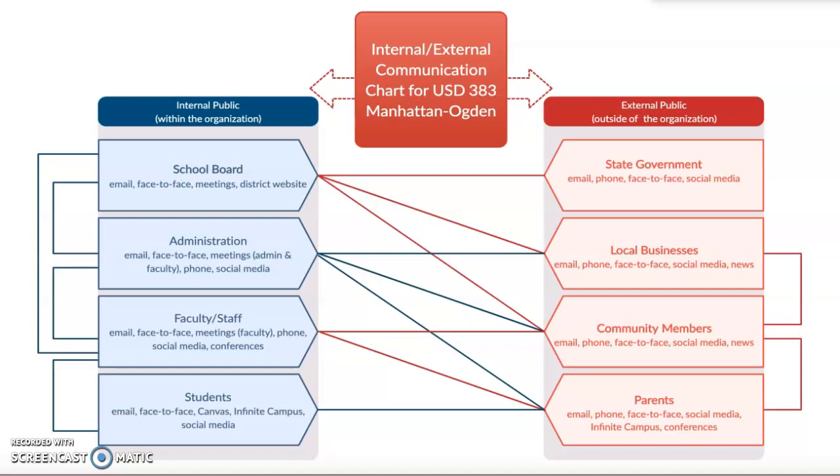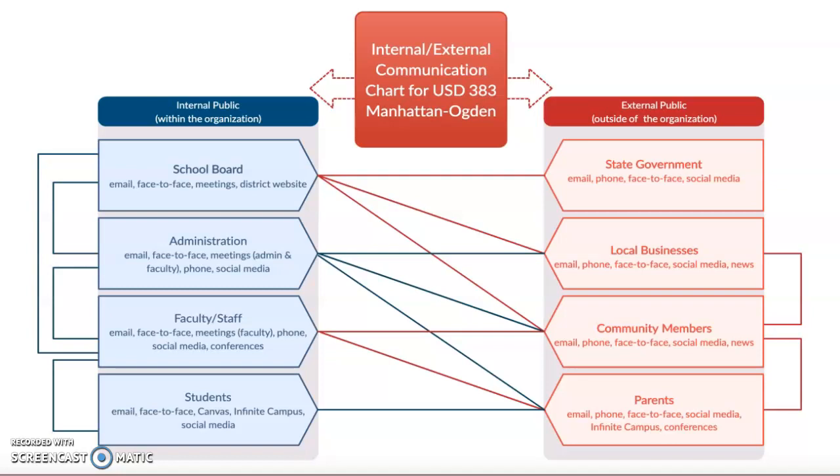This chart started with the division of external and internal public groups. Separating them side by side made the most sense. Then, listing the forms of communication for each group. The last part was deciding which publics communicated the most, and the hardest part was creating straight lines between the groups.